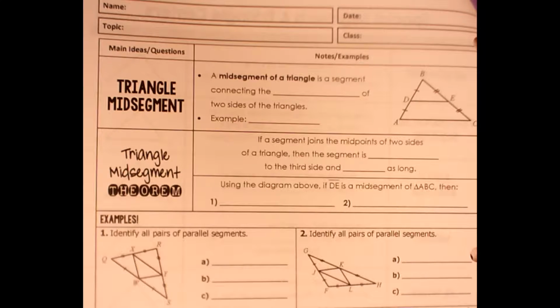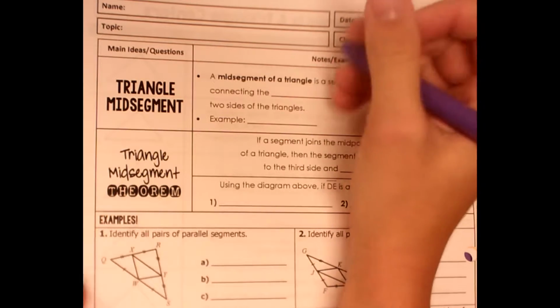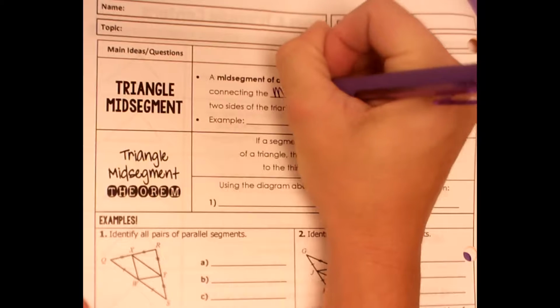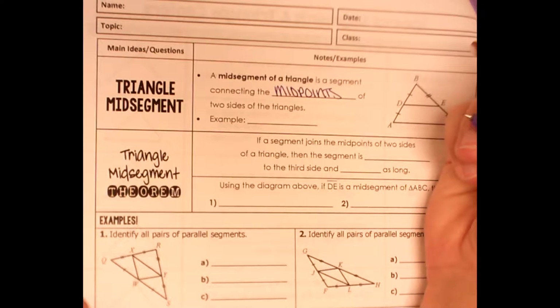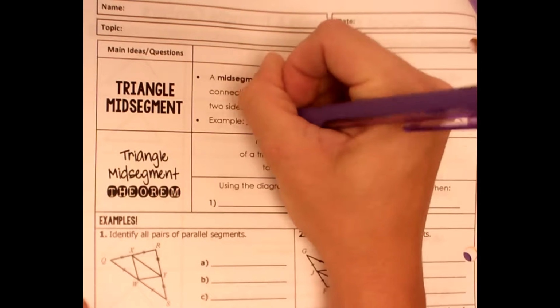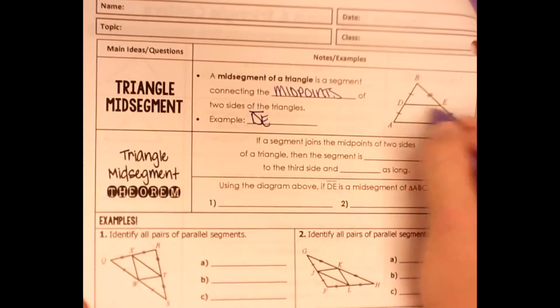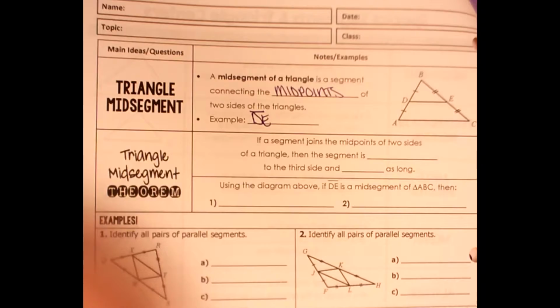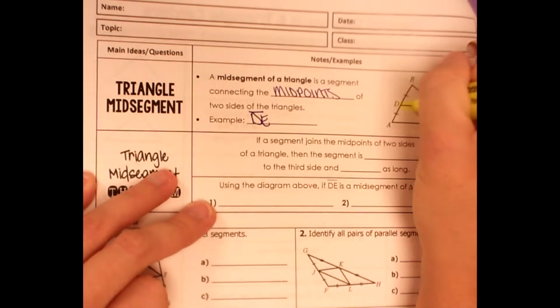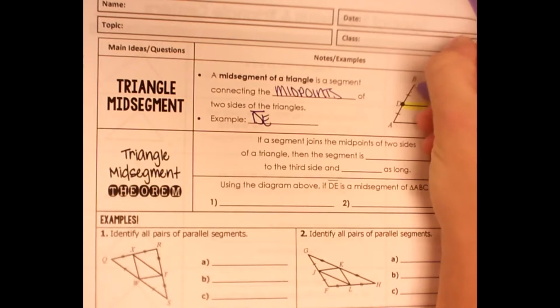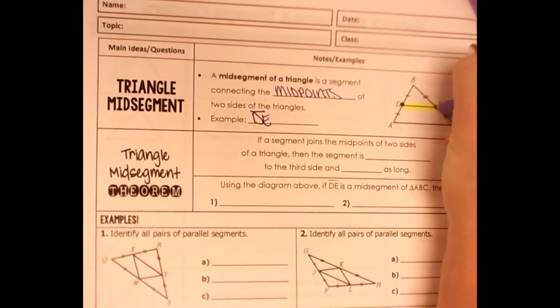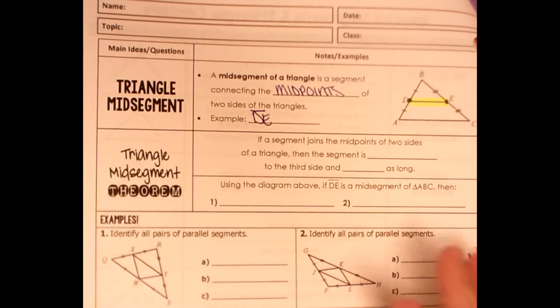So looking at the triangle midsegment. A midsegment of a triangle is a segment connecting the midpoints of two sides of the triangle. So for example, it would be DE. See line segment DE right here would be an example of a midsegment. D is the midpoint of BA and E is the midpoint of BC.